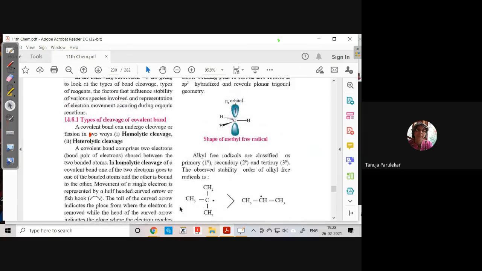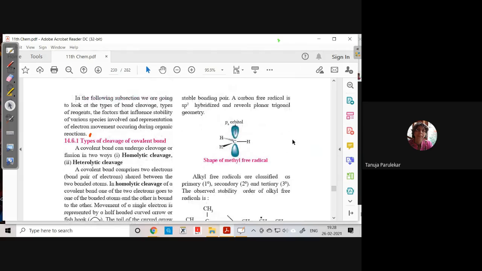Now coming to the shape. Last time I donated some time of my lecture to explaining what hybridization is and what types of hybridization there are. In this case, a carbon free radical is sp2 hybridized and has a planar trigonal geometry. One s orbital and two p orbitals mix together to form three equal-energy orbitals. These are the sp2, and the remaining vacant p orbital is capable of carrying that one electron.